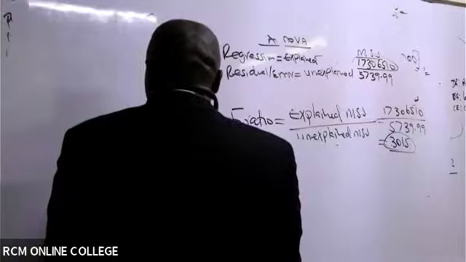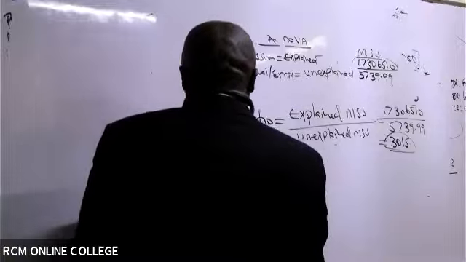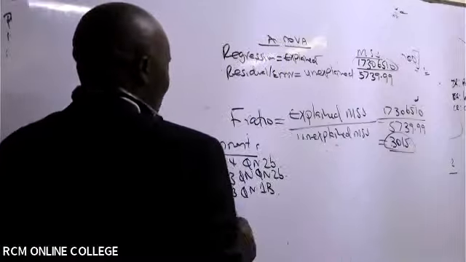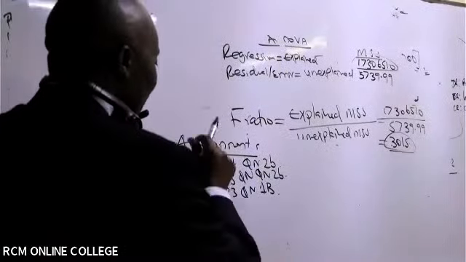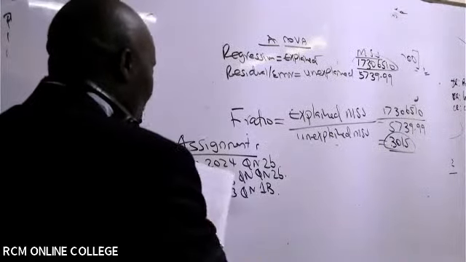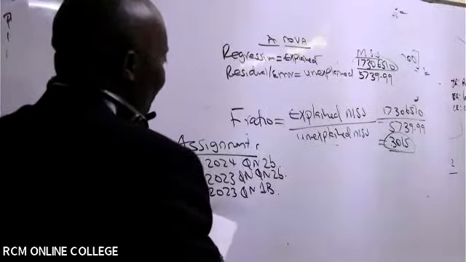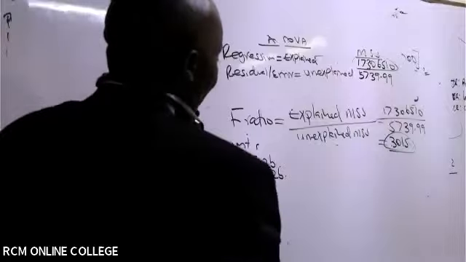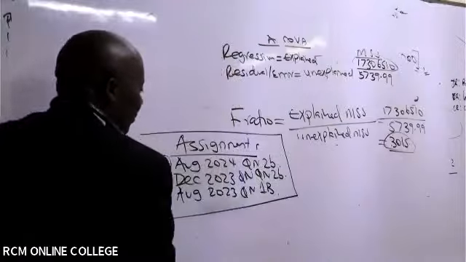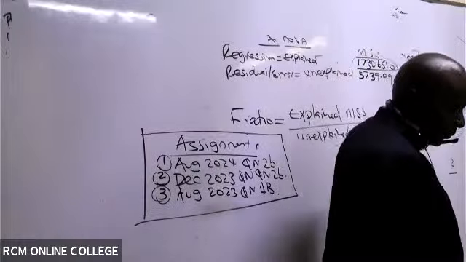August 2023, question number 1. Three assignments. In the August 2023 question number 1, they wanted us to compute the missing values, X and Y. Have you been able to write down these assignment questions somewhere?